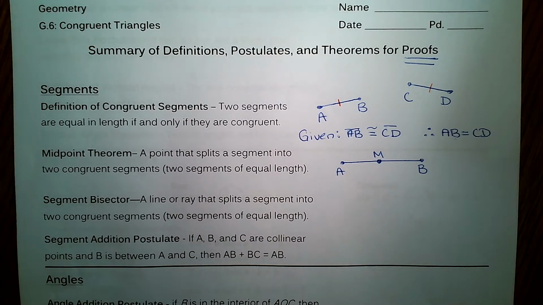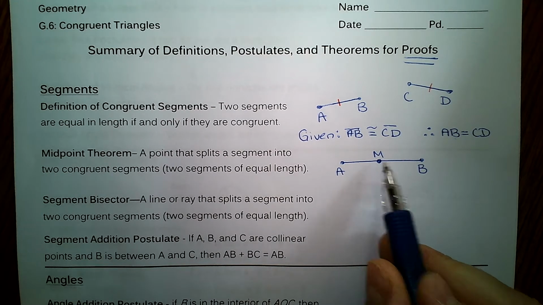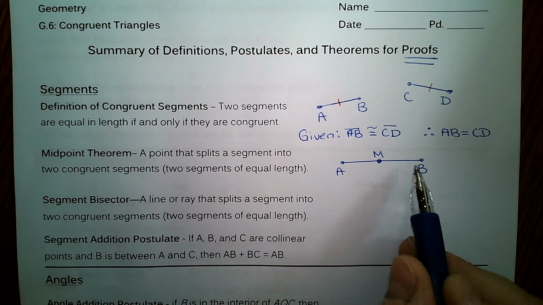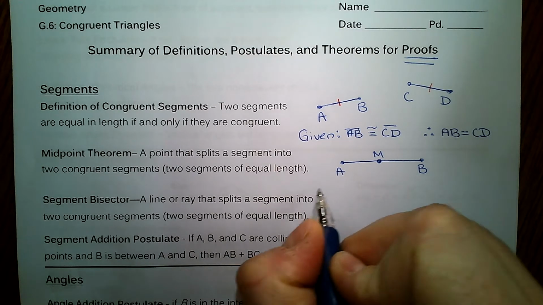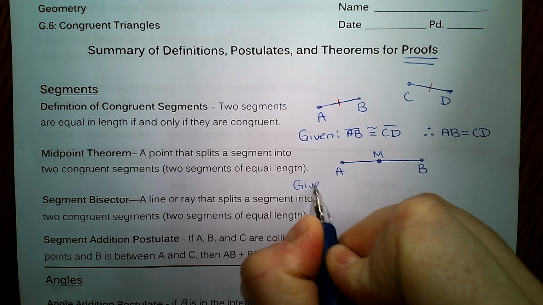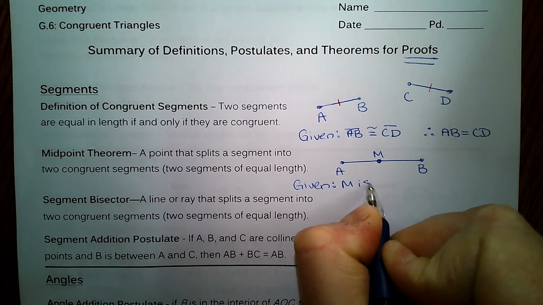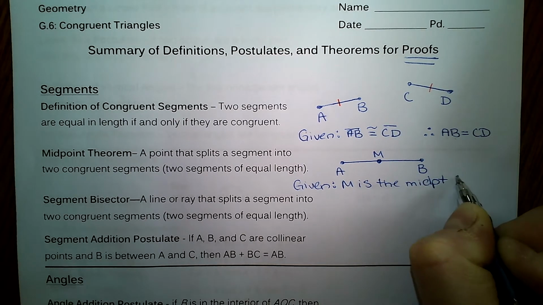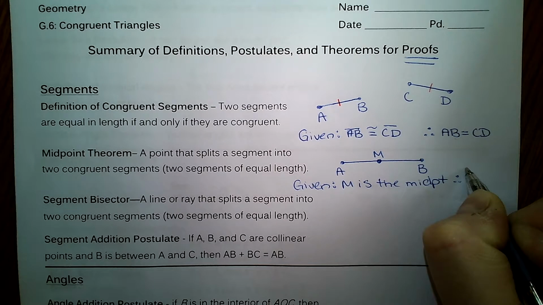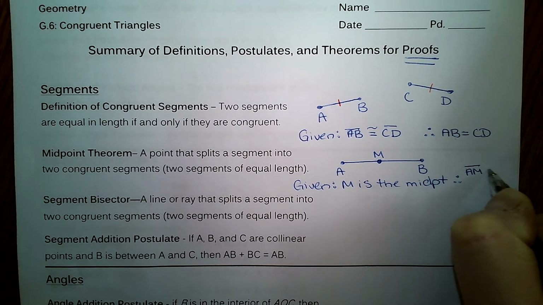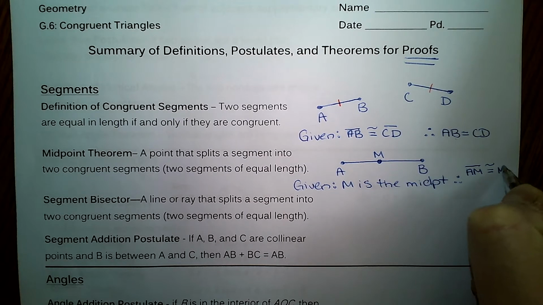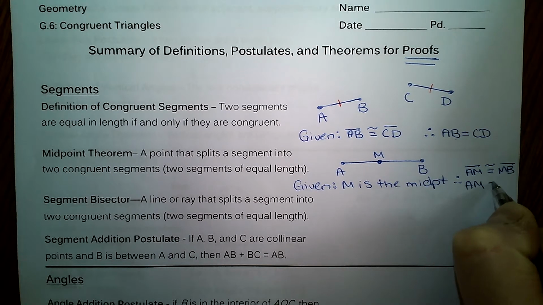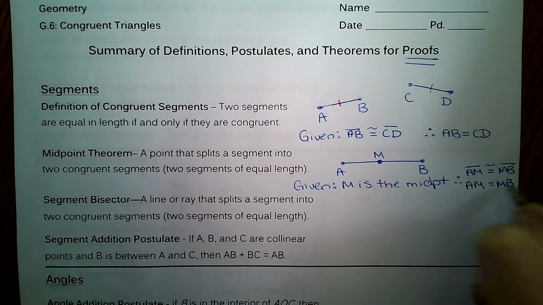So if I was told M is the midpoint, then I would automatically know that the two halves are equal. So my proof might look like this. Given M is the midpoint, then I would be able to prove that either I could say the two segments are congruent, or I could say that the two lengths are equal, just depending on what I need it to say.